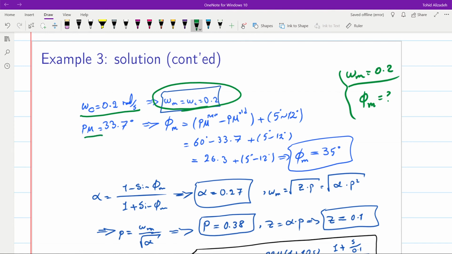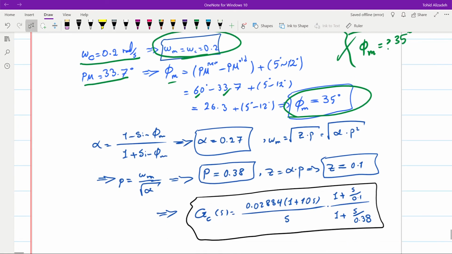The current phase margin is equal to 33.7. We find phi m in this way: the new phi m, or the desired one, minus the current one, plus some additional 5 to 12 degrees. The desired one is 60 minus the current one is 33.7, and then we add 5 to 12 degrees, and therefore at the end we will have phi m equal to 35 degrees.